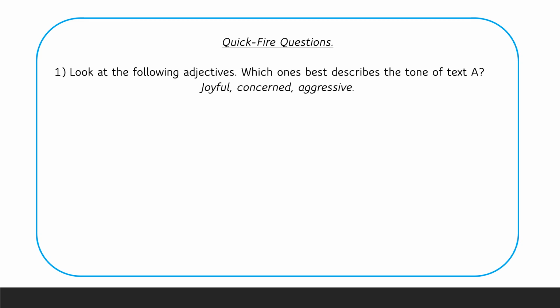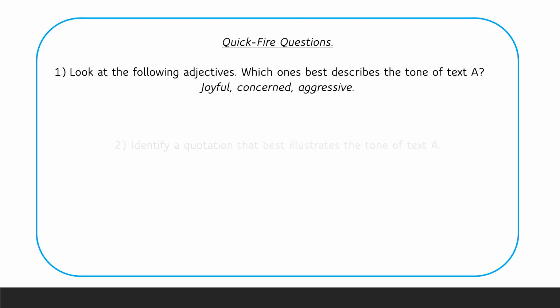Question 1. Look at the following adjectives. Which one best describes the tone of text A? So the key words that we've got there are joyful, concerned and aggressive. Now this is a very typical question that you get for the reading assessment as well. Even if you've completed this part of it, it's still really good to practice because you might be thinking about going on to level 2 or even GCSE, so it's all going to help towards that as well.